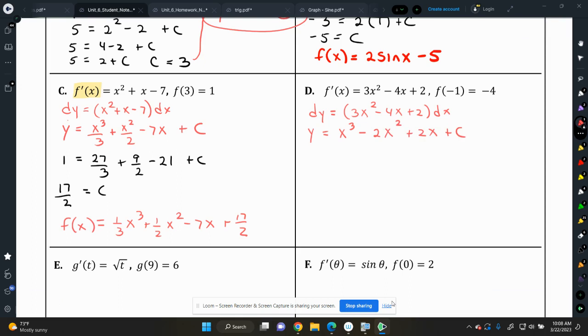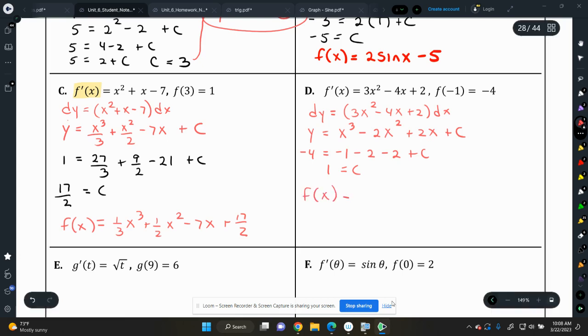So substituting in my x and y, I get negative 4 equals negative 1. Negative 1 squared is 1, so that's going to be minus 2. Minus 2 plus c. So c will equal, that's negative 5, adding 5 to both sides, c equals 1. So f of x equals x to the third minus 2x squared plus 2x plus 1.